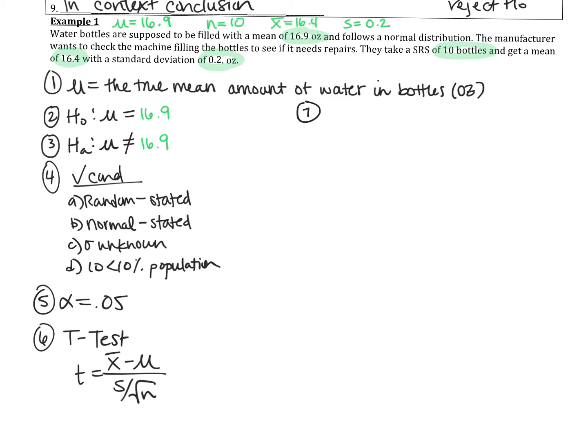Step 7, let's calculate that T value. T is equal to X bar, which is 16.4, minus mu, which is 16.9, over S, which is 0.2, divided by the square root of N, which is 10. And if you guys are okay with it, I'm pretty sure we can all do this in your calculator, and I'm just going to be the calculator today. And this is going to be negative 7.906.